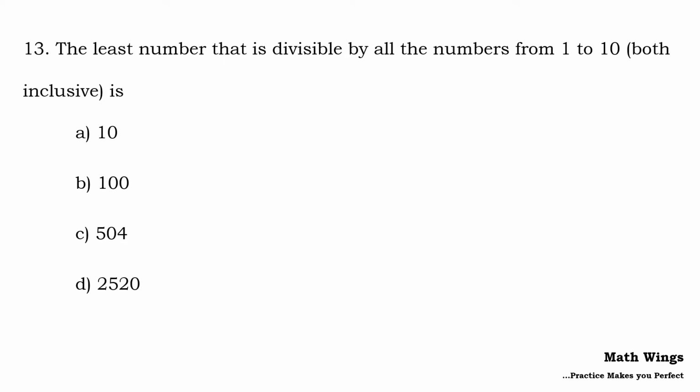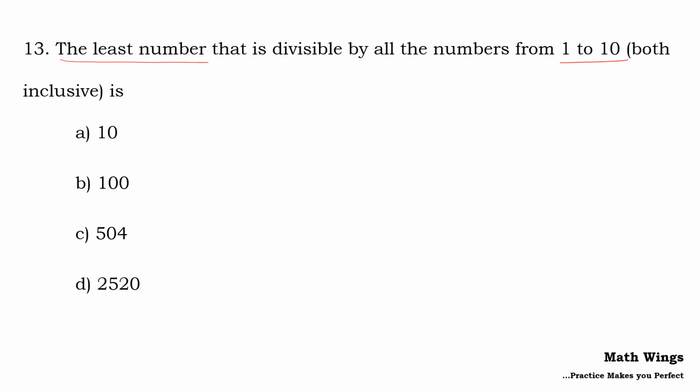We have a question here. The least number that is divisible by all the numbers from 1 to 10, both inclusive, is. Here they have asked us to find the least number which is divisible by all the numbers from 1 to 10. This means we have to find a number which is divisible by all the numbers 1 to 10. So here we have to find the LCM of the numbers from 1 to 10.